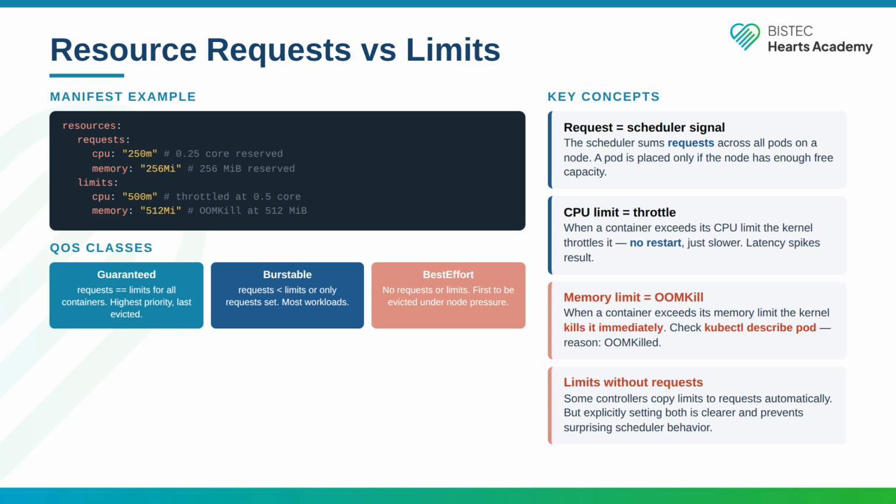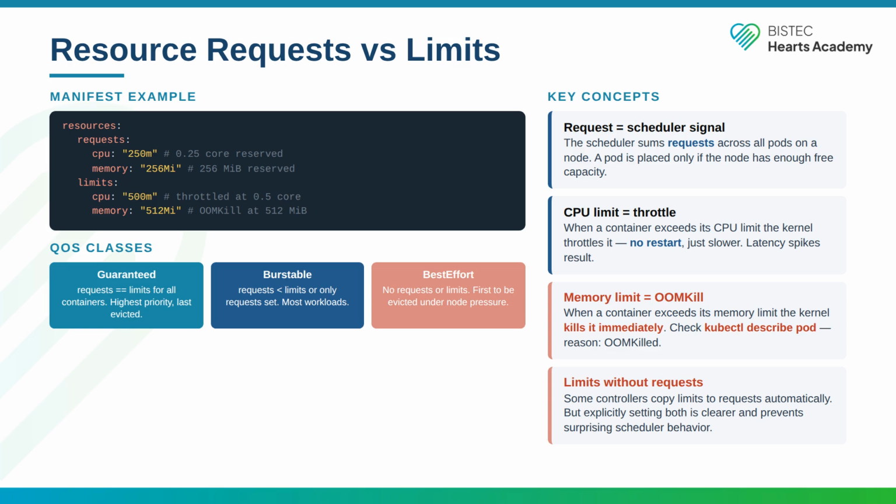For CPU, when a container exceeds its limit, the kernel throttles it. The container does not crash, it just gets slower, and latency spikes. For memory, when a container exceeds its limit, the kernel sends SIGKILL immediately. No graceful shutdown. OOMKilled appears in kubectl describe pod.